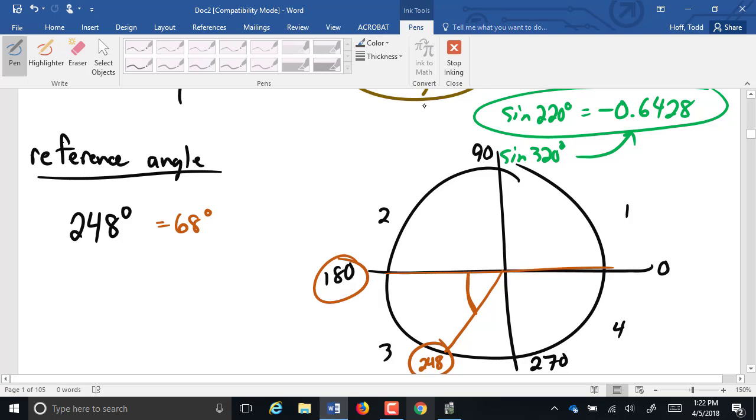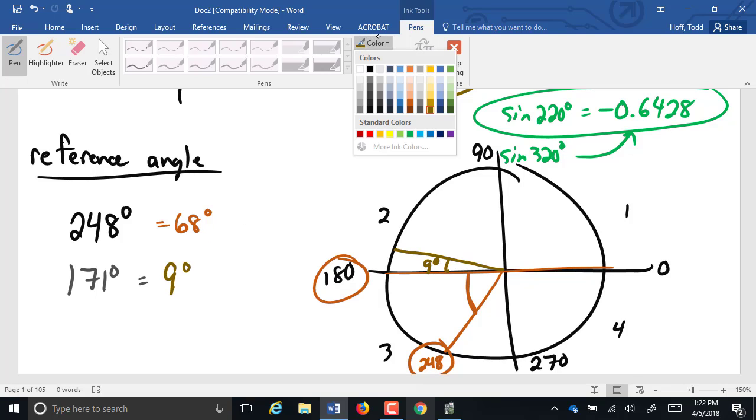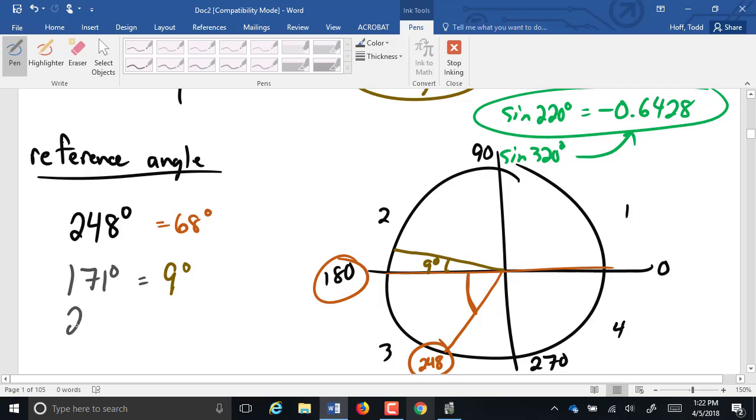What's the reference angle for 171 degrees? 9. Very good. Right here it'd be 9 degrees. What's the reference angle for 295 degrees? What quadrant would 295 be in? Quadrant 4. So what's that angle? Yeah, it'd be going to 360, so it's going to be 65 degrees. Simple enough.